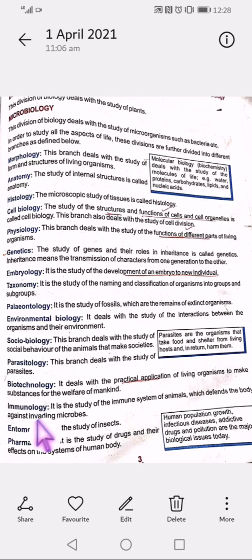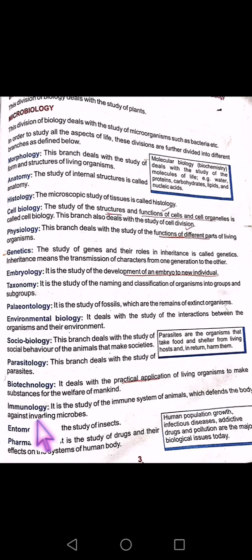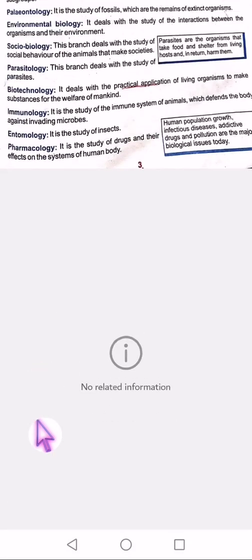Then comes immunology, from the word immunity, right? When you get sick or have a fever, you say my immunity is very low. All these things related to your immunity, whether you are strong, weak, or what sort of immunity is going on in your body, are studied under the branch of immunology, the study of the immune system of animals, which defends the body against invading microbes, those microbes that cause diseases or may cause you any sort of disease.